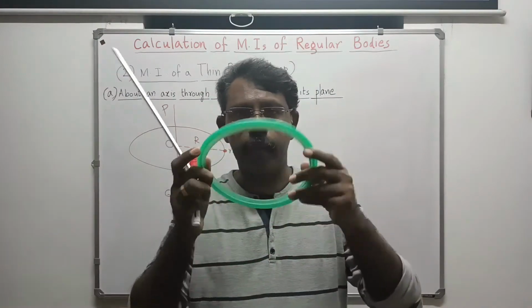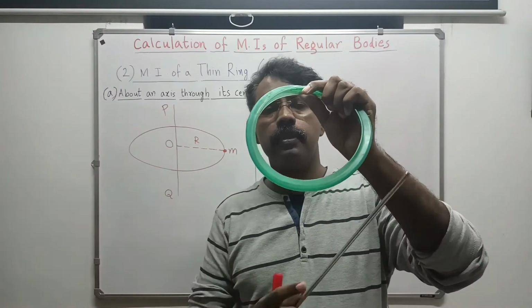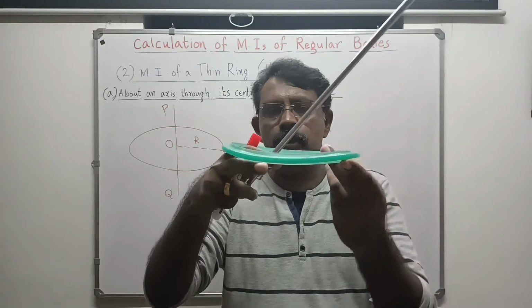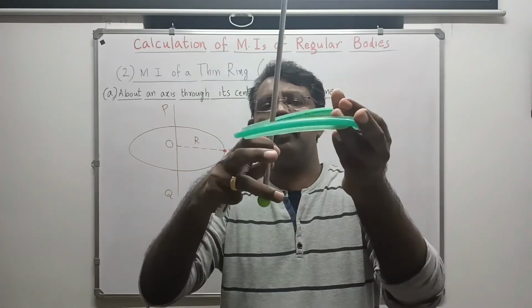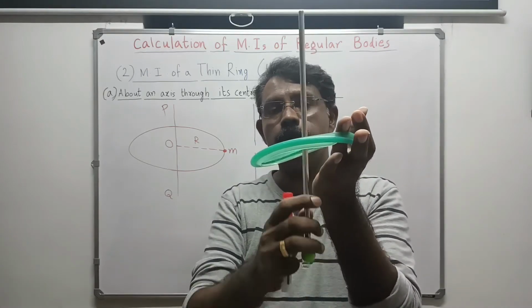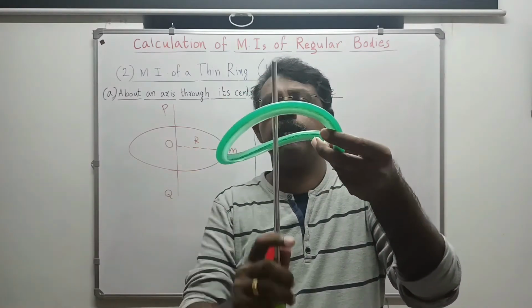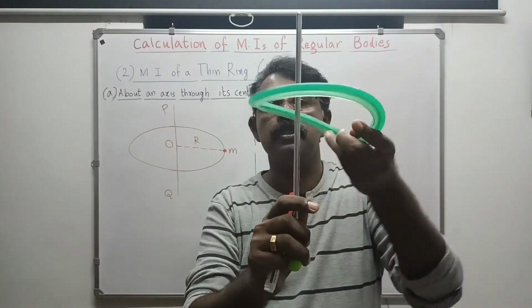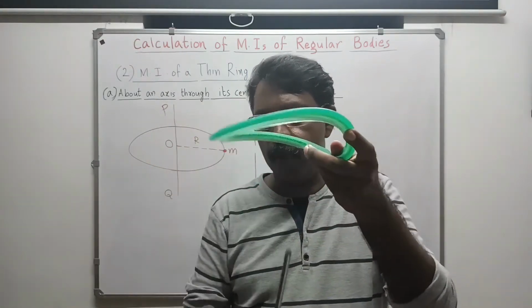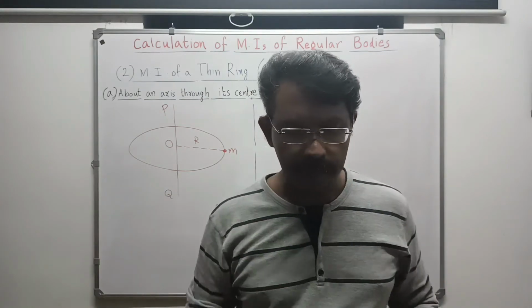If I am having a ring like this, then this is the plane. Then the axis that we are taking will be like this. This is an axis which is perpendicular to its plane and passing through the center. So this is how we are considering it. We have a ring here, we have an axis here about which it is rotating. So what will be the moment of inertia of this ring about this axis passing through the center and perpendicular to its plane?